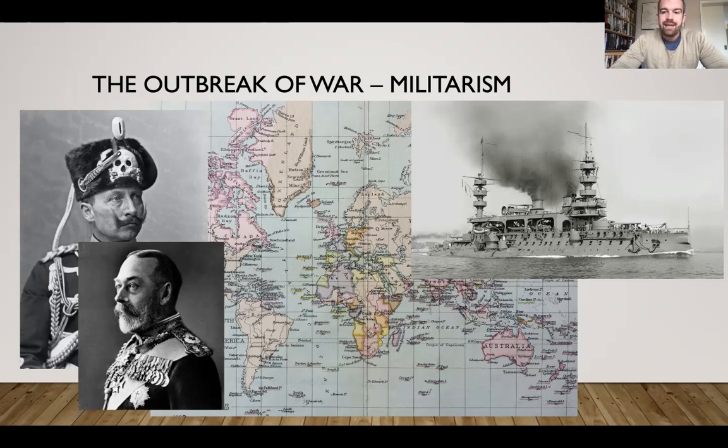And so Germany started laying down warships at the end of the 19th century. That really irked Britain. What are you doing that for? Why would you do that? It can only be to challenge the British Royal Navy. Now, Britain starts laying down warships in response.